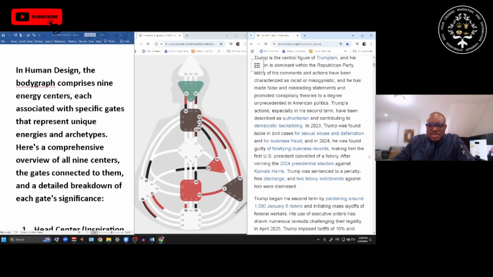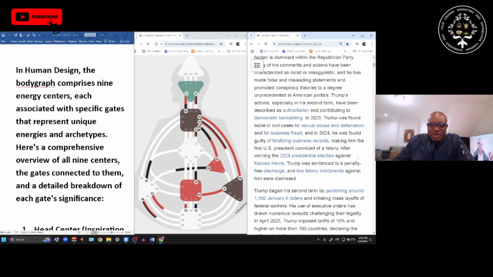Trump's actions, especially in his second term, have been described as authoritarian, but we've seen that with some of the tariffs, right, and contributing to democratic backsliding. In 2023, Trump was found liable in civil cases for sexual abuse and defamation and for business fraud. My goodness. We'll take a look at those things, see if that's inside of his design. He was found guilty of falsifying business records, making him the first US president convicted of a felony.